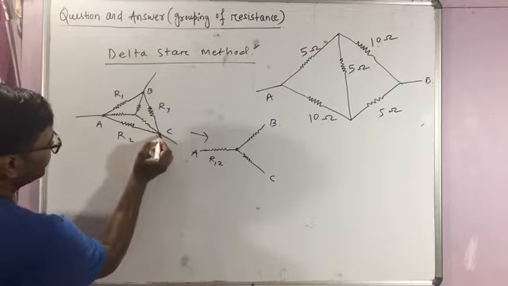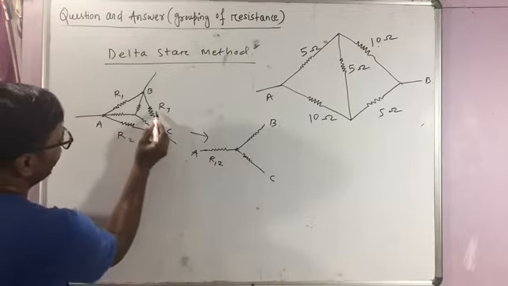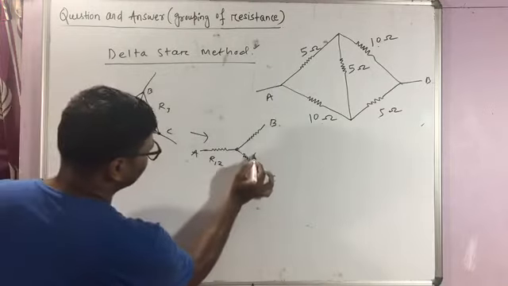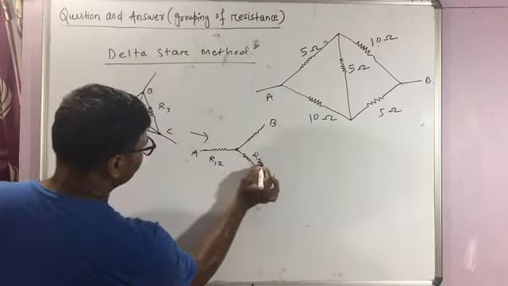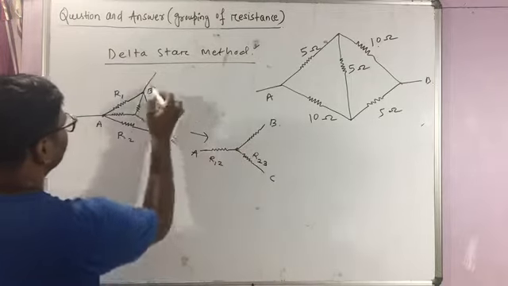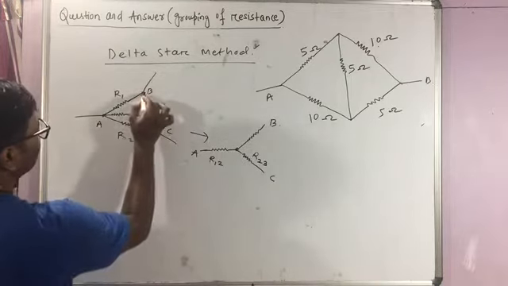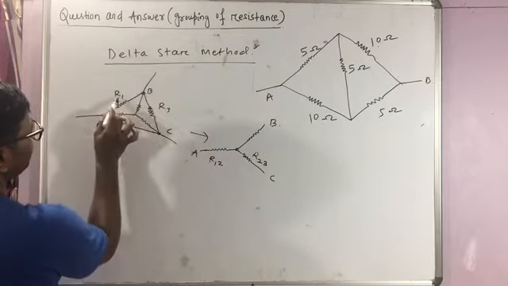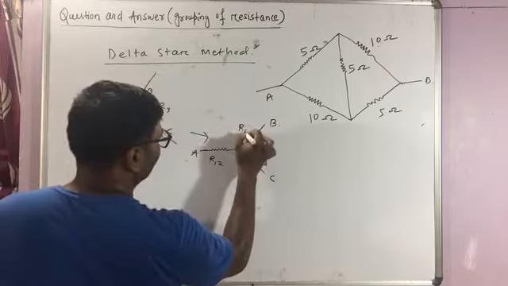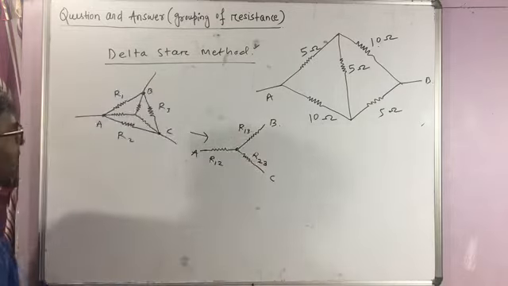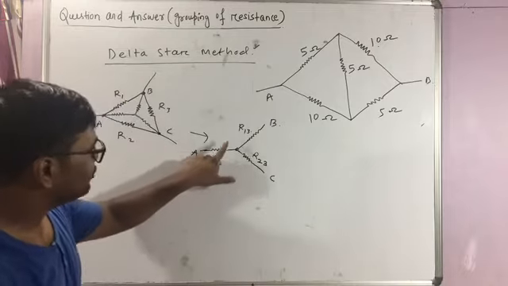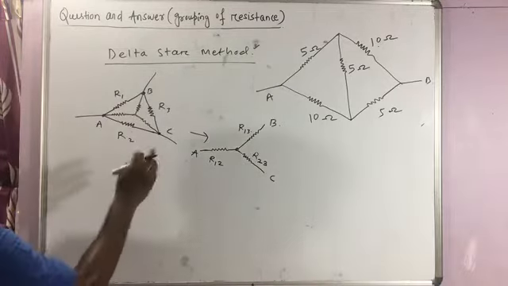You observe the point C. At point C, R2 and R3 are joined together. That's why this resistance you mark as R23, and this resistance is connected to the point B, where the two resistances are R1 and R3, so mark that resistance as R13. Now let us find out the values of R12, R13 and R23. Just remember them.